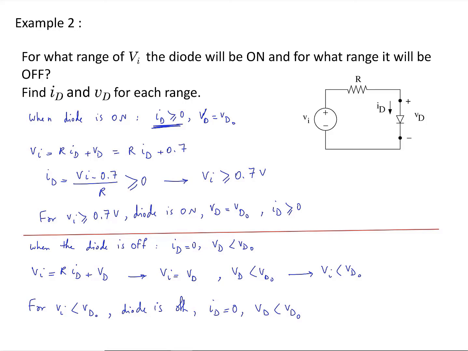In summary, today we looked at the diode IV characteristic graph, and we looked at the forward bias and reverse bias conditions of the PN junction diodes, and also we looked at the piecewise linear model of the diode, and we solved a couple of diode circuit problems.